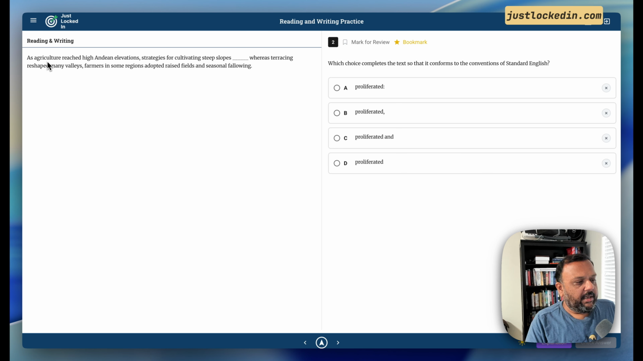Okay. So what they're saying is, as agriculture reached the high Andean elevation. So Andean, it's about the Andes mountains. Okay. So trivia about Andes. This is in South America, and this is actually the longest mountain range above the water. Okay. So the continental range, right? The longest continental mountain range, and it is actually longer than the Rocky Mountains and also the Appalachian or the Ural, Himalayas and all.